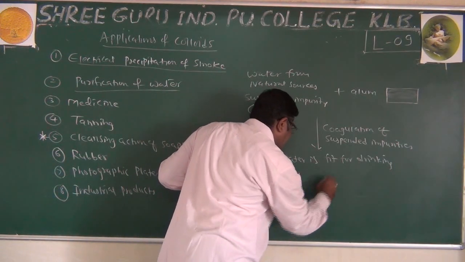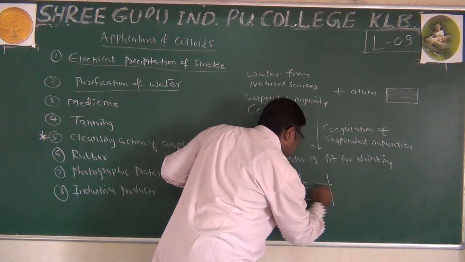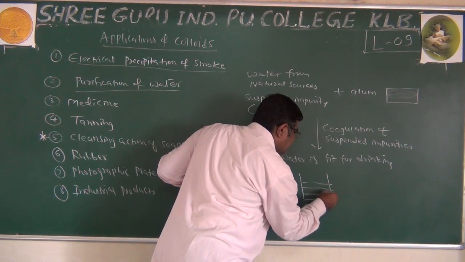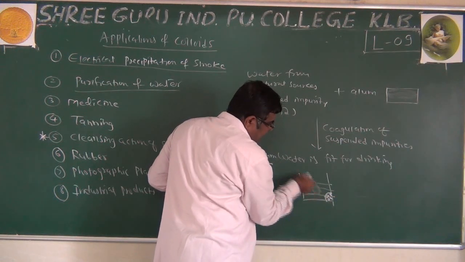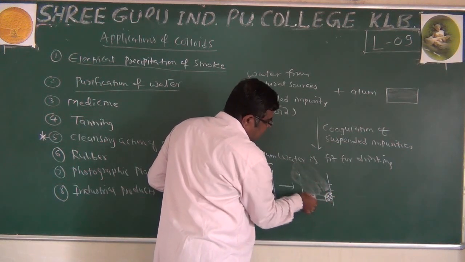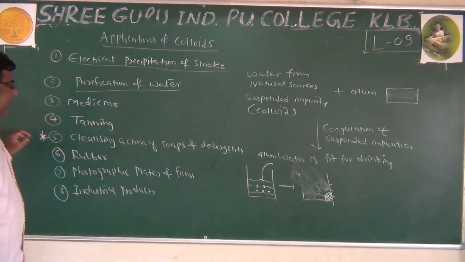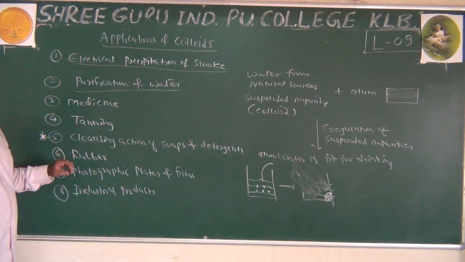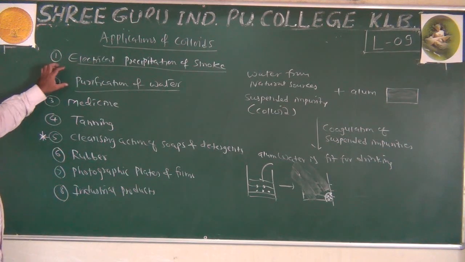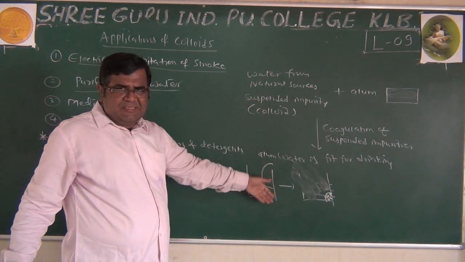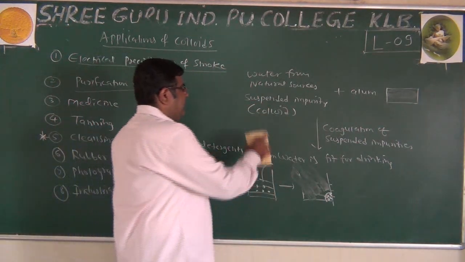Then what will happen? These particles settle down. You can take this part which is free from these suspended impurities, that's why it is fit for drinking. So this is the second explanation, purification of water. You just write these 2 sentences, it is more than enough.